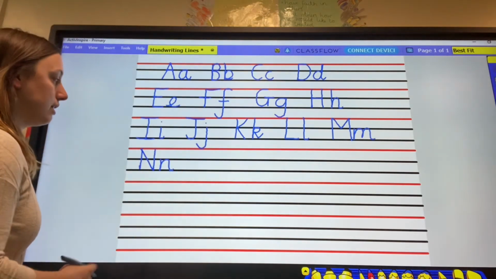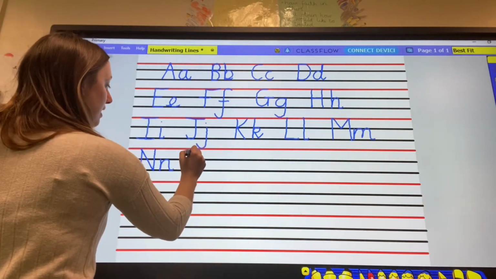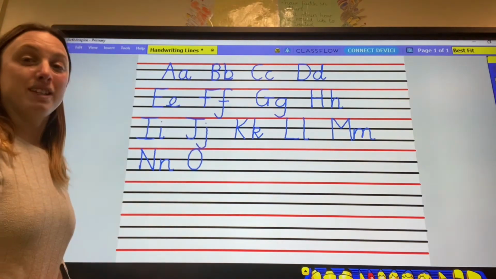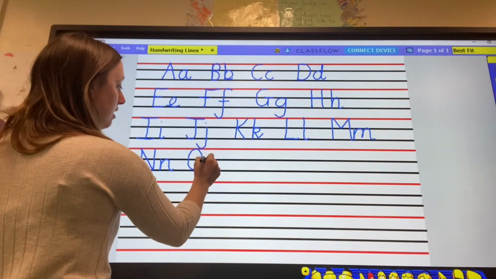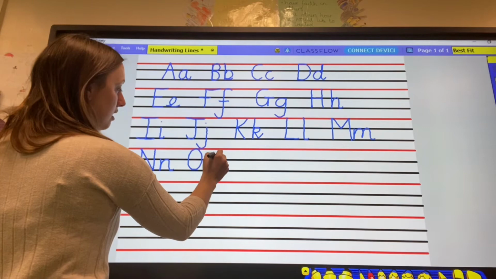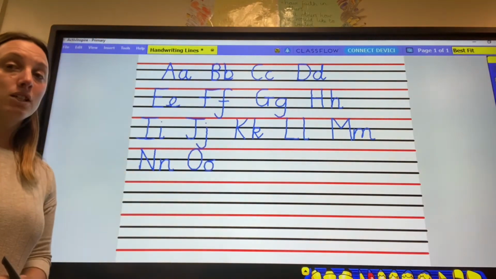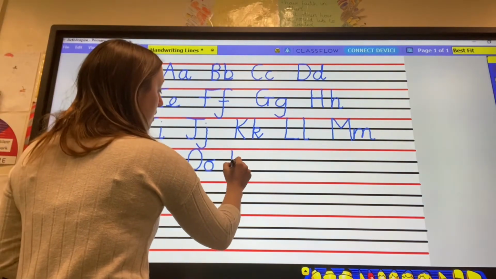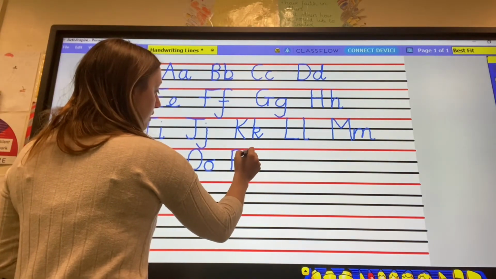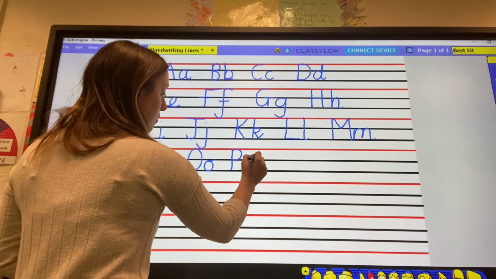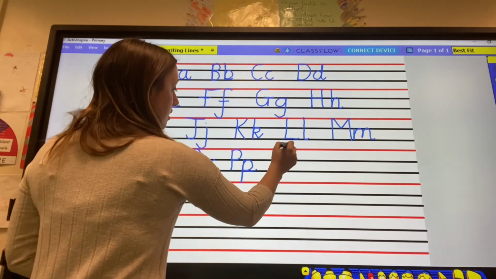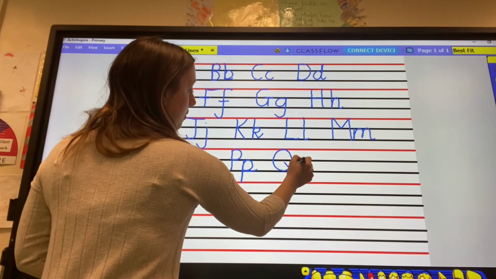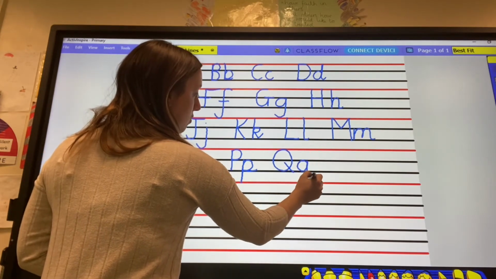The same with our N, nice tall straight lines for our capital and nice and curved for our lowercase. We've got O, again another letter that we often don't show as a capital because we need to show it as a tall letter, and the lowercase o looks almost identical, but it's important that it's short. Then we've got P, and then our lowercase p going below the line. Q, and then lowercase q again, a long letter going all the way down.